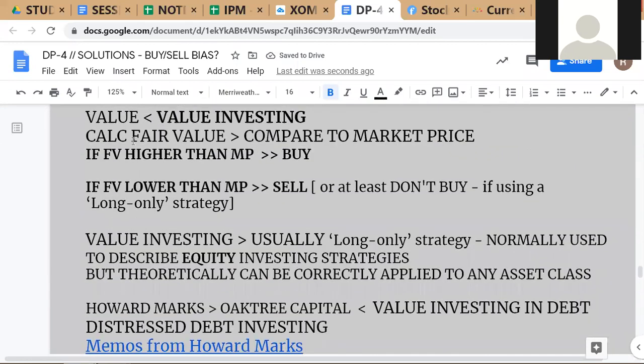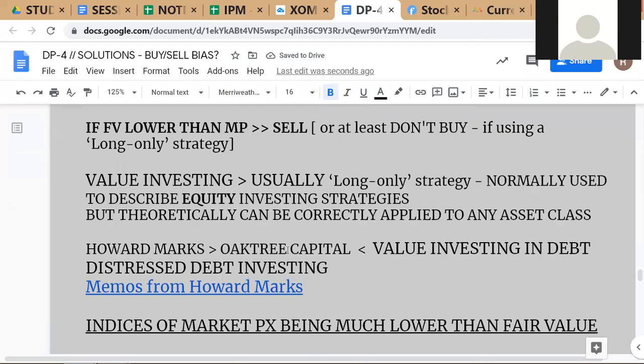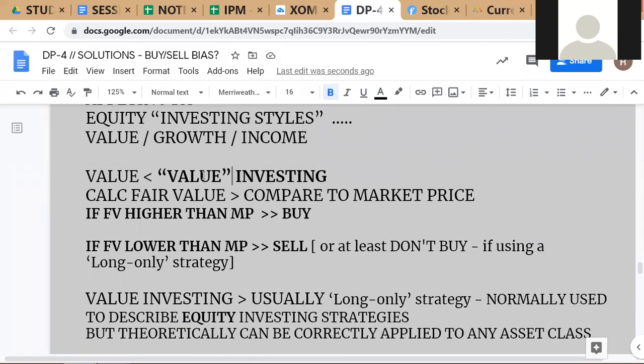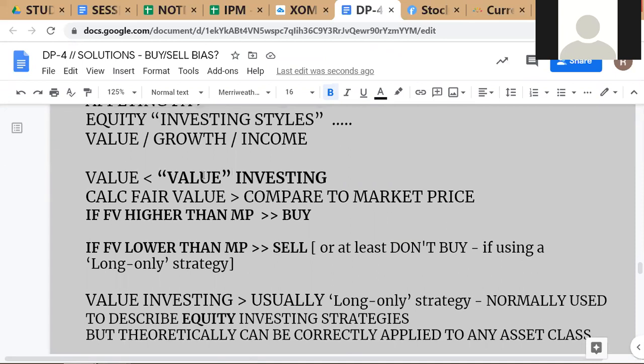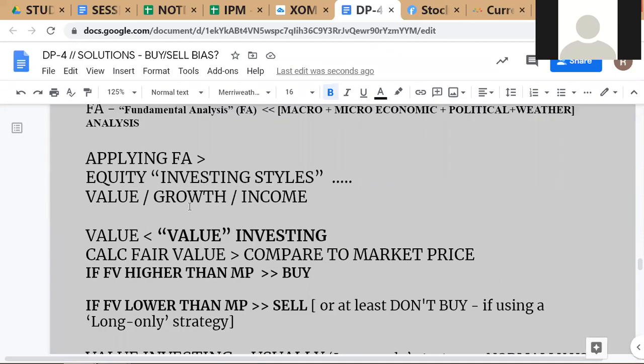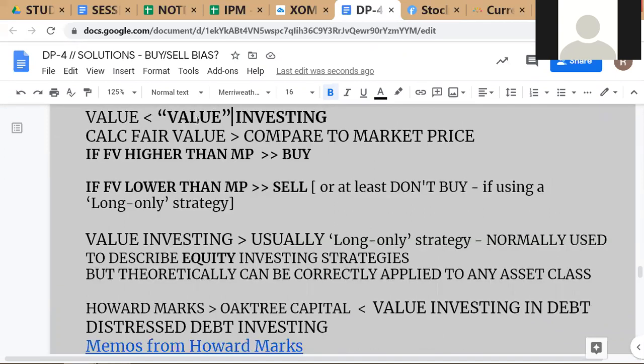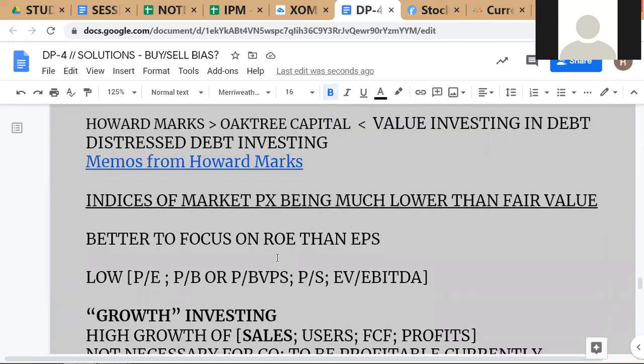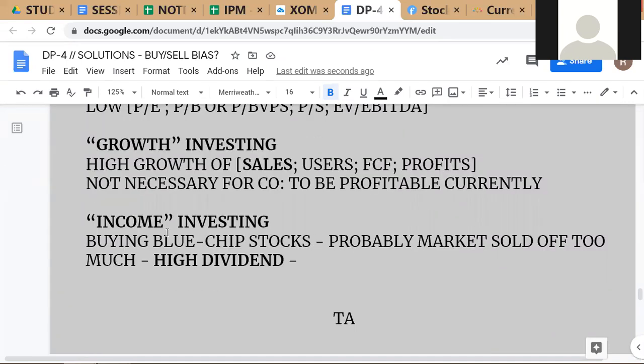Value investing, as I told you, can also be applied to debt, although you can't have growth investing in debt, because debt returns are fixed. Value investing can be applied in debt, like Howard Marks does. But growth investing cannot be applied to debt, because in debt there is no growth of income. You are promised a certain return on the bond, and that's all you get. Even if the company does very well, you don't get more. But value investing you can have in both debt and equity, and income also you can have in bond markets. But generally we apply these for equity investing.